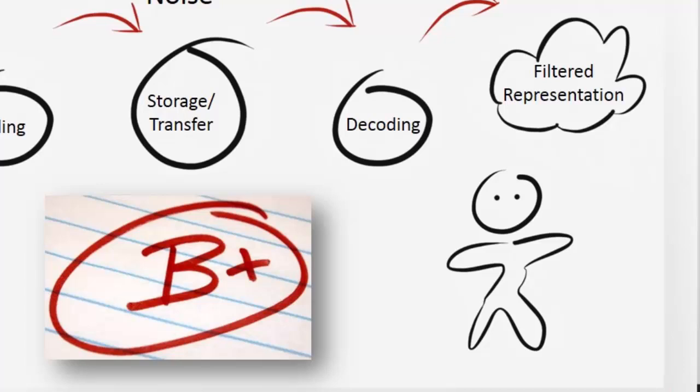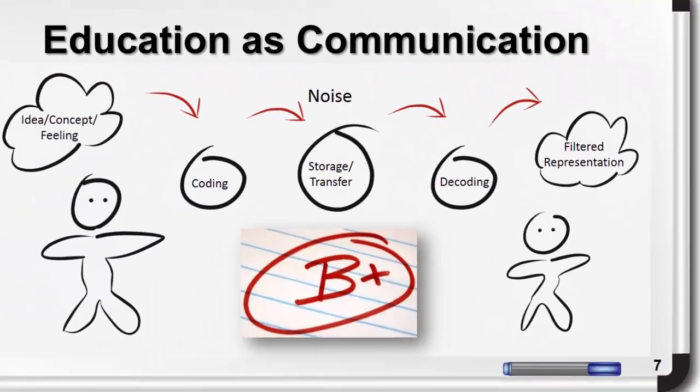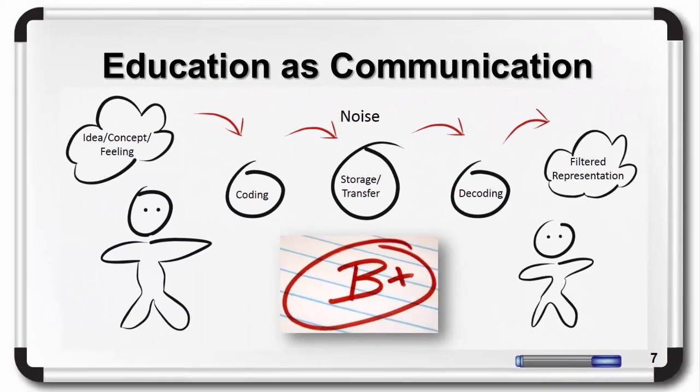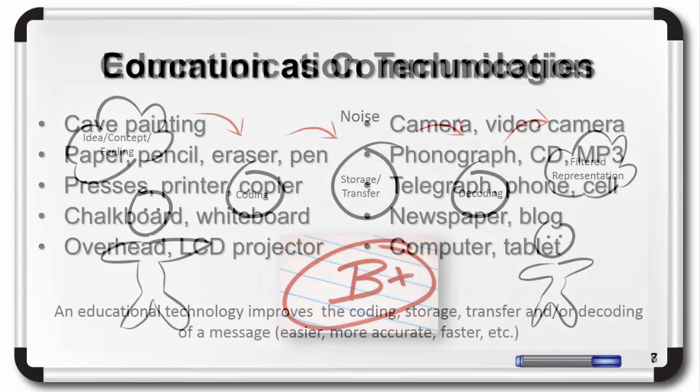It also shows how technologies can improve communication in the different stages. For example, the paper and pen allowed the message to be stored until the next day and transferred to another location, which would not have been possible if the teacher could only speak directly to the student without any technology. Using this model, we can therefore define an educational technology as something that facilitates or improves the coding, storage, transfer, and decoding of a message.